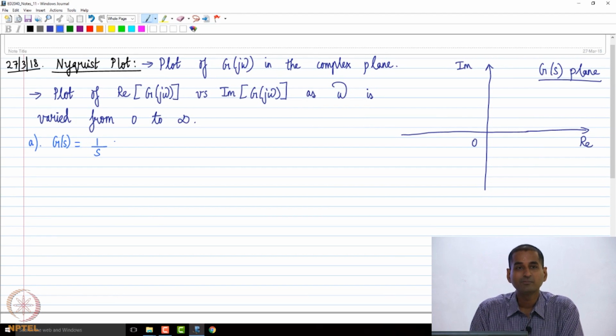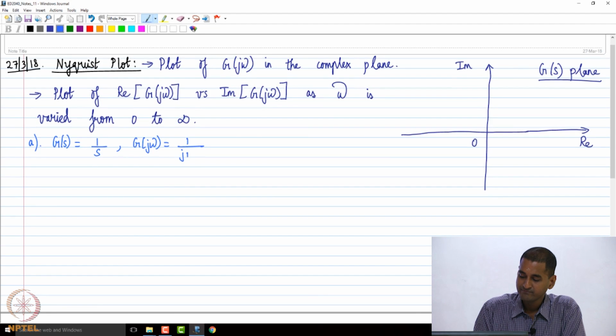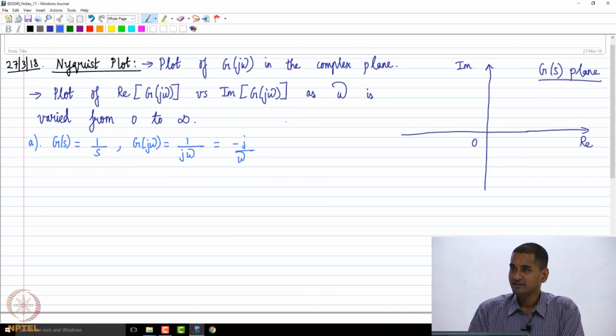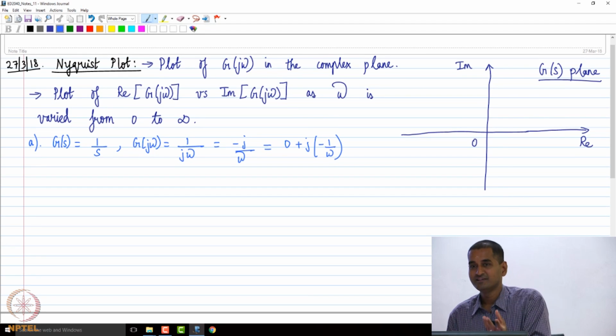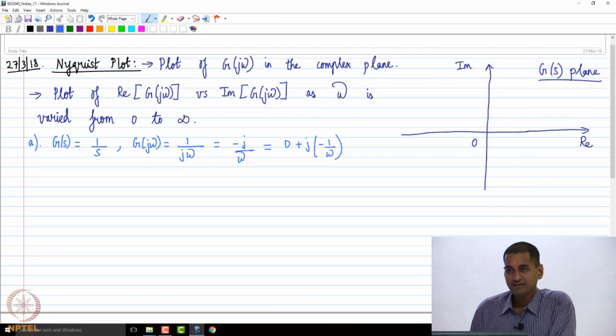Okay, so what happens from the other factors onwards? Suppose I consider 1 by s, which was another factor that we considered. Then G of j omega is going to be equal to 1 divided by j omega, and this can be rewritten as minus j by omega. Do you agree? Correct. I just multiply and divide by j, so I write it as minus j. So I can write this as 0 plus j times minus 1 over omega. So essentially I am just writing it as the real part and the imaginary part.